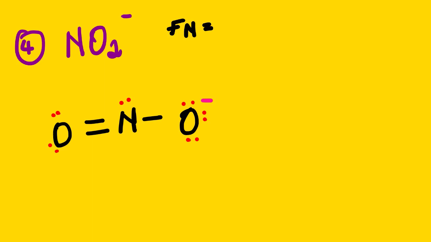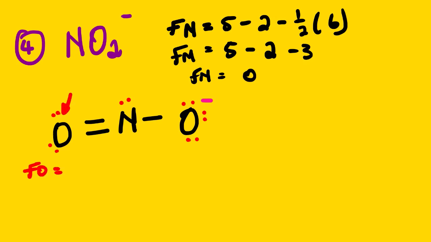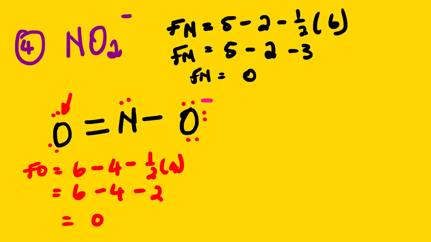Formal charge of nitrogen in this case, 5 minus 2 minus half of 6. Then you can see that we have 5 minus 2 minus 3. This will give us 0. And then the formal charge for this one, the first oxygen, we are going to have 6 minus 4 minus half of 4. So we have 6 minus 4 minus 2, which will give us 0.